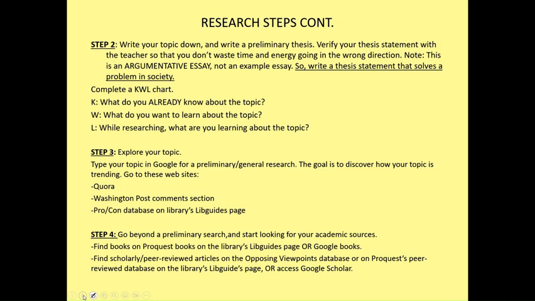You may want to create a KWL chart, and this chart is very simple. K means what you already know about the topic. W means what do you want to learn about the topic, and L means that while you work researching, what are you learning about the topic?